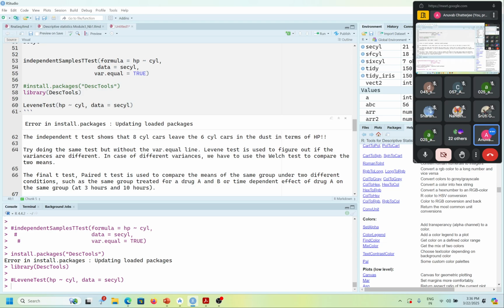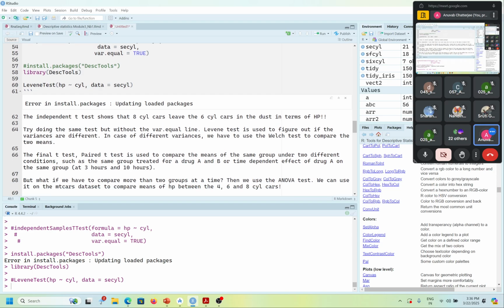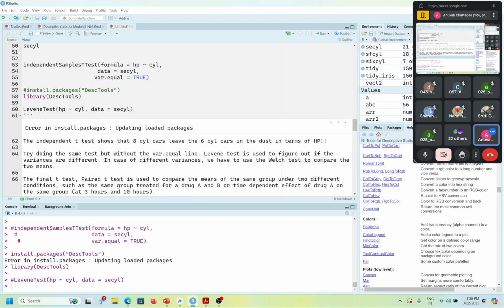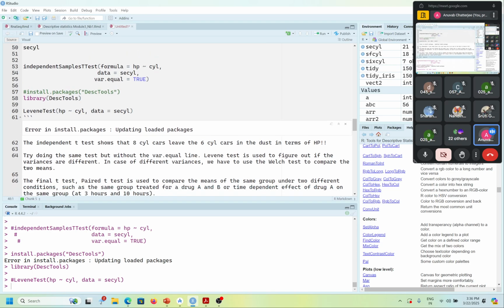Is it working? Yes. Okay. So yeah, we have actually statistically shown that our 8-cylinder car dataset has a hugely greater HP or horsepower compared to the 6-cylinder car's dataset.